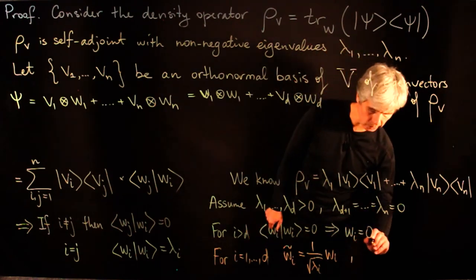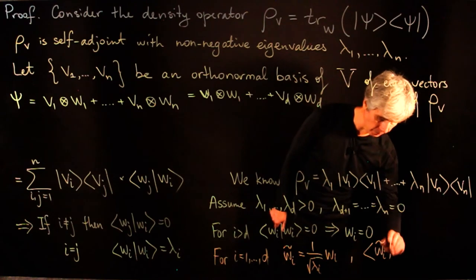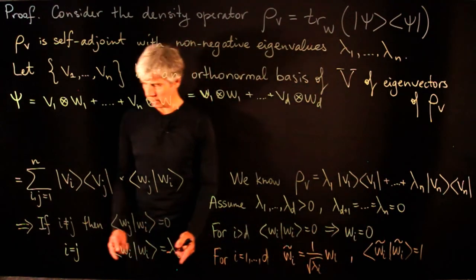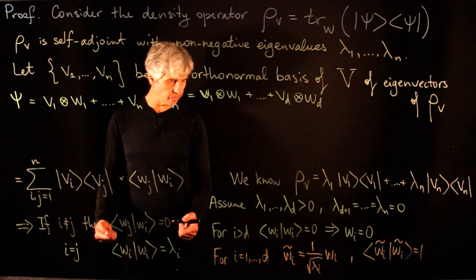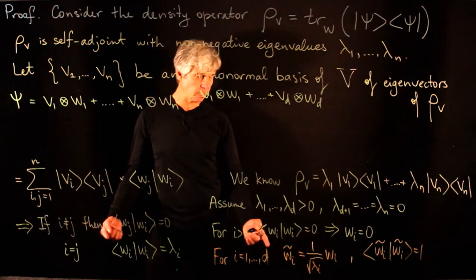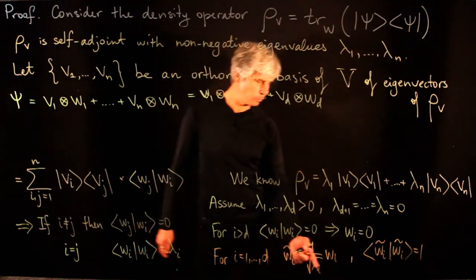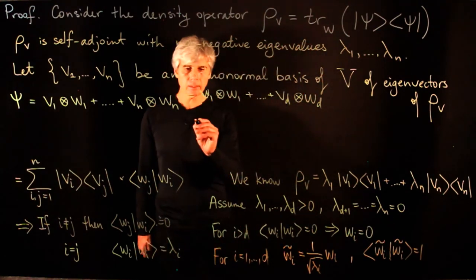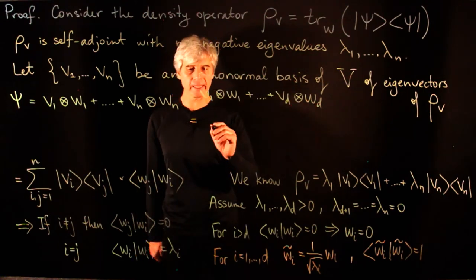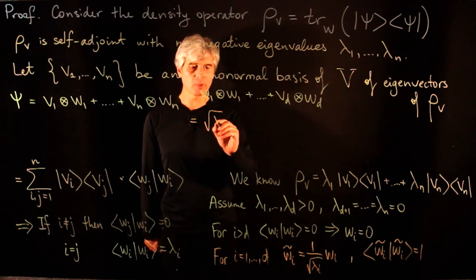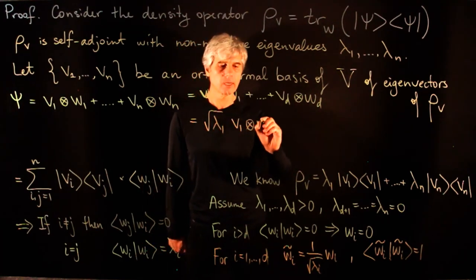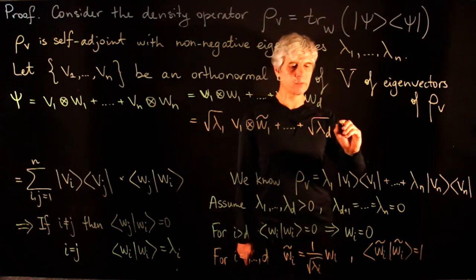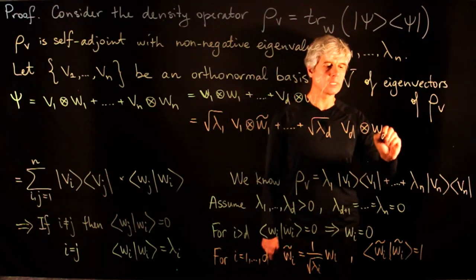And then this ensures that wi tilde with wi tilde is equal to 1. So now from this condition, we see that the wi tildes are orthogonal to each other. And because of this normalization, in fact, these vectors become orthonormal. And then we can rewrite this expansion as square root of lambda 1 v1 tensor w1 tilde plus ... square root of lambda d times vd tensor wd tilde.